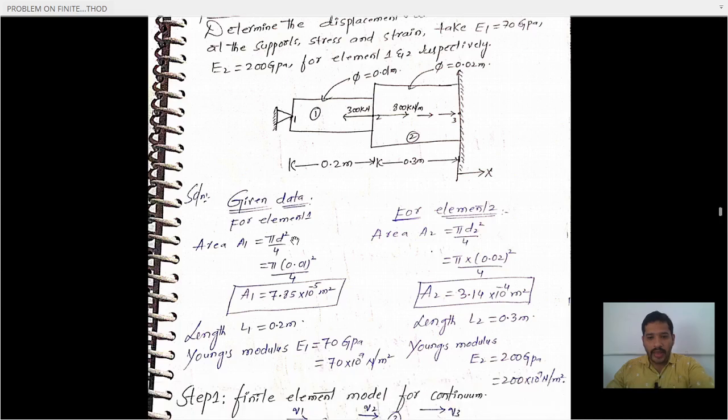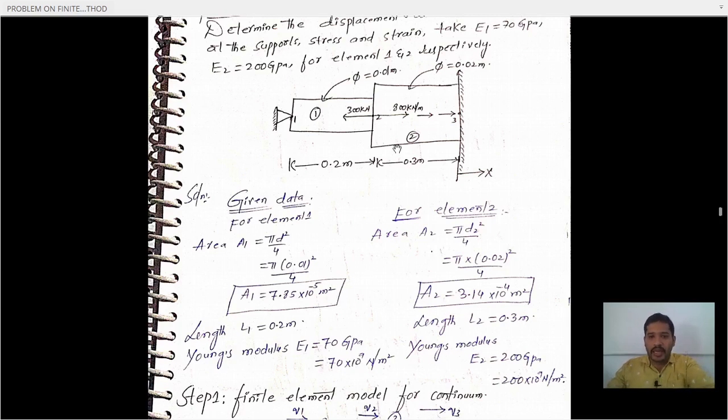Then after that, first of all we need to write down the solution. In the solution we have to write down the given data for the first element. The area A1 is equal to pi by 4 into d square, because here the diameter is given. The diameter given for the first material is 0.01 meter. Pi by 4 times 0.01 whole square. If you calculate with a calculator, you will get the answer 7.85 into 10 power of minus 5 meter square.